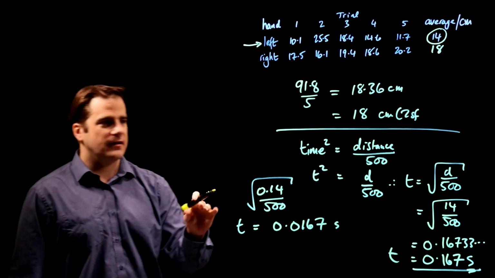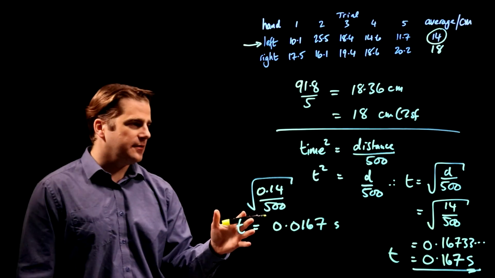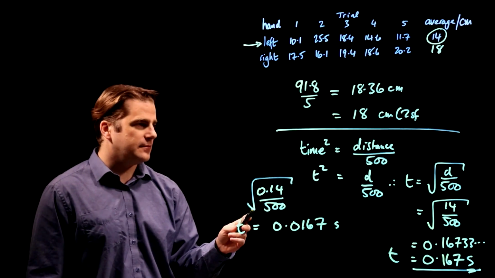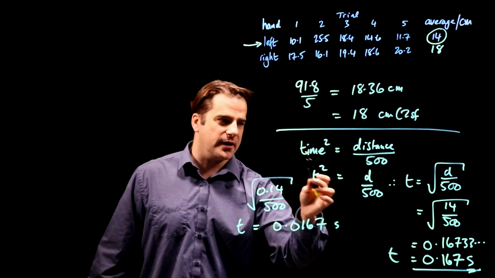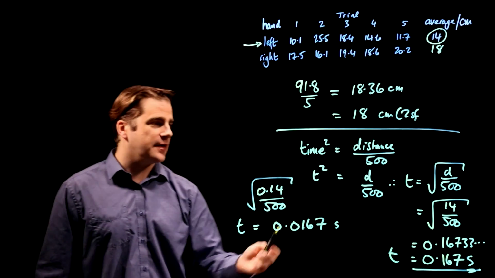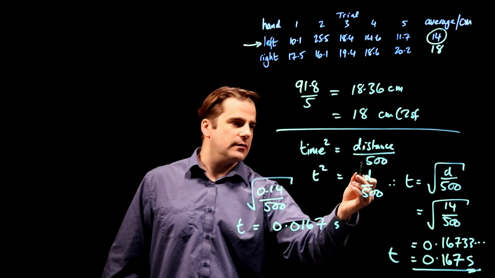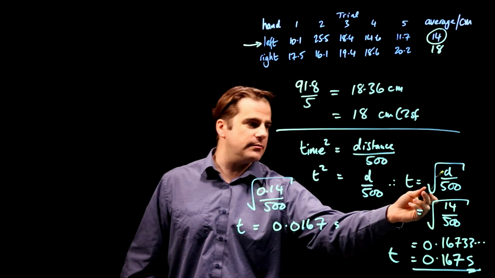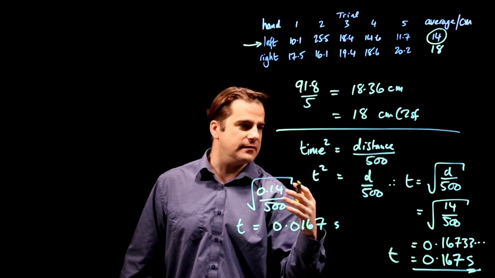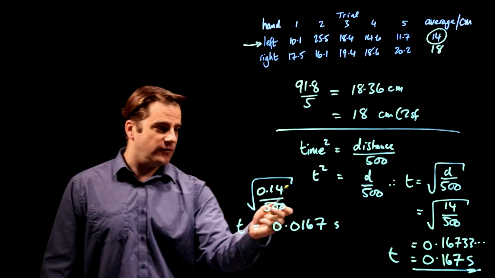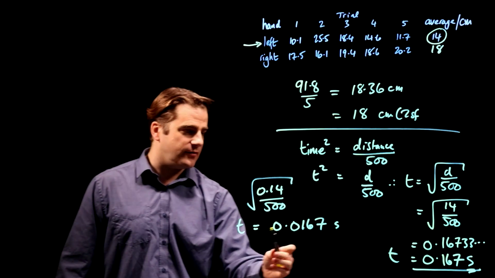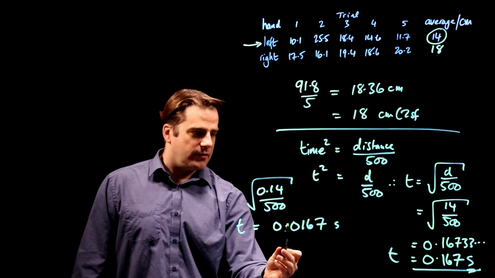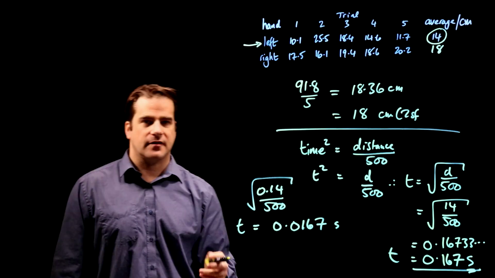And like I say, I think it's a stupid question because they don't even tell you where this formula comes from. We'll talk about that in a second. But they should tell you that they expect you to break the rules in this question and put D in centimetres, not in metres. If you did put it in metres, you get a reaction time of 0.0167 seconds.